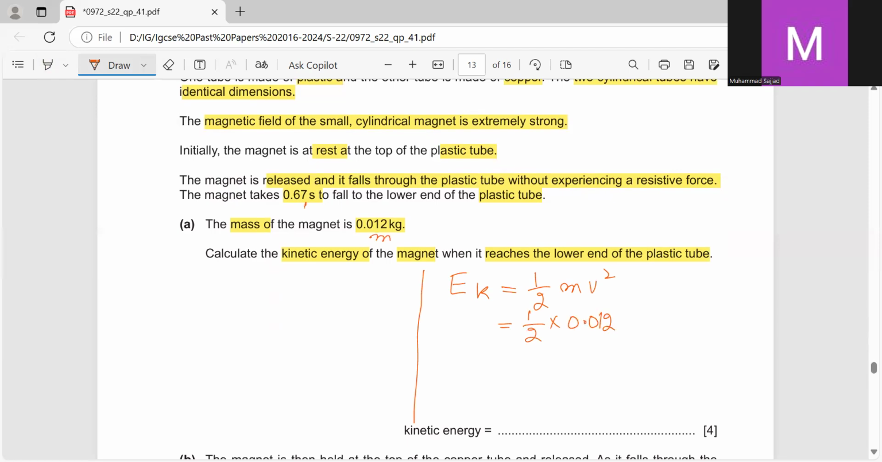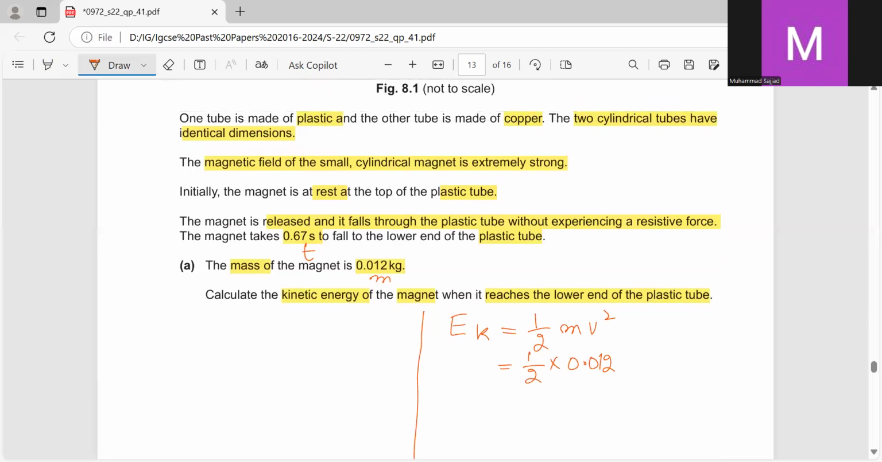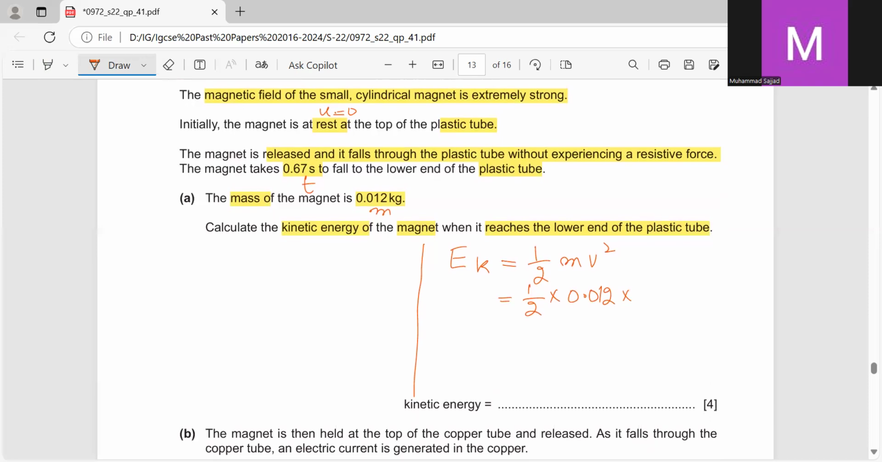See, this is the mass, this is the time, and initial velocity is 0 at rest. So now the final velocity we don't have. How to get the kinetic energy? So first we need to calculate the final velocity. How to get it? Now see, we have the initial velocity, we have the time, and even we have a, which is equal to g, that is equal to 9.8 meters per second squared.